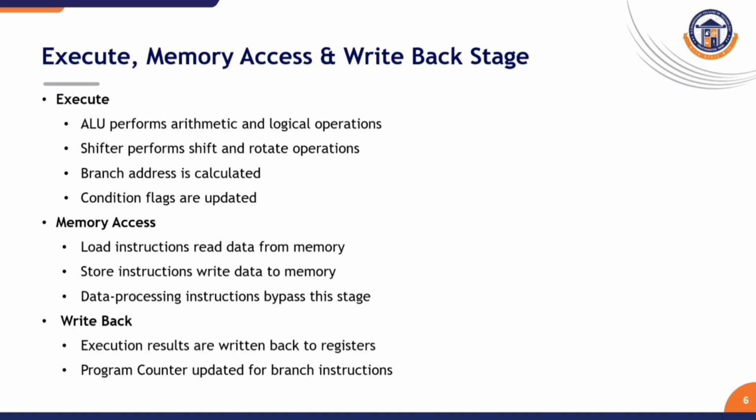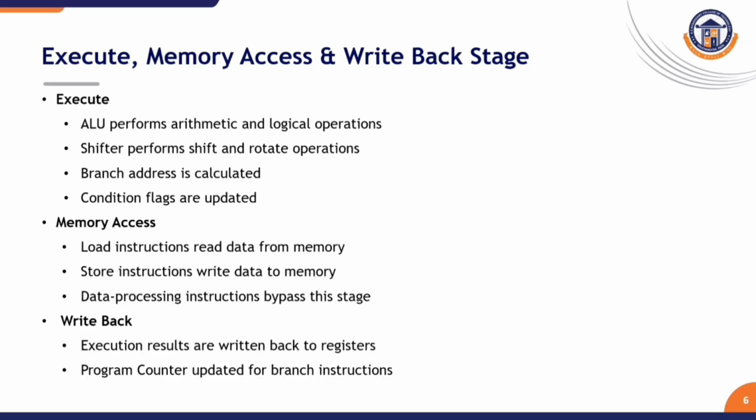Conditional flags are updated. The next one is the memory access stage, MEM, which is used to read data from the memory for load instructions, and to write data into the memory for store instructions. Data processing instructions skip this stage. Write back stage: once the execution is done, the execution results are written back to the registers. The program counter is updated for branching instructions. After this stage, instruction execution is completed.